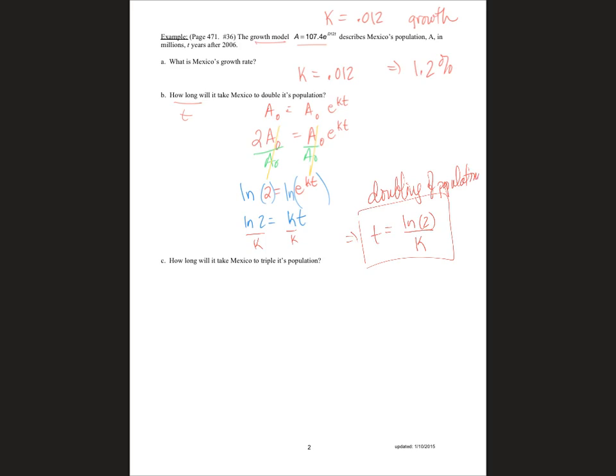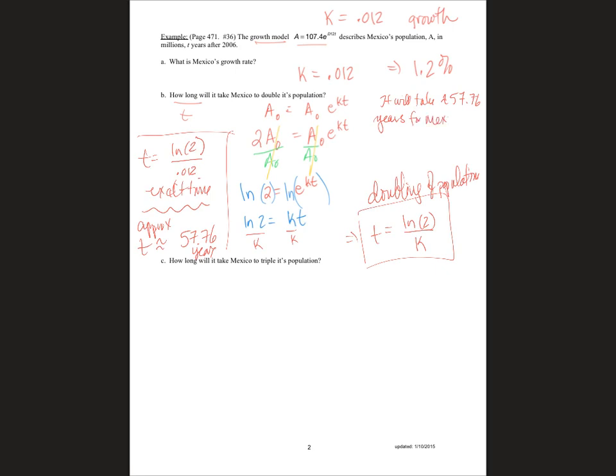If we go back to this specific example and try to figure out the time t of the doubling population, I can use this formula immediately. That time will be ln of 2 divided by my k, which is 0.012. This would be my exact solution. But if I wanted an approximation, I would put that into the calculator and get approximately 57.76 years. So it will take approximately 57.76 years for Mexico to double its population.